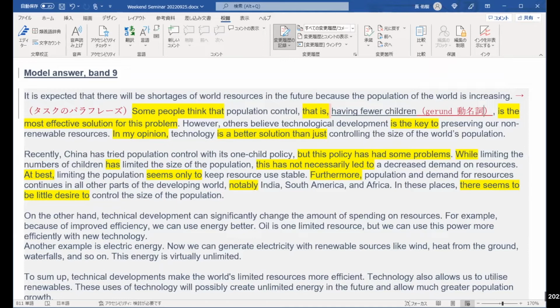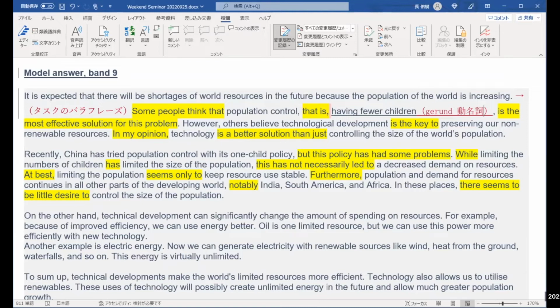And remember, in a band 7, 8, and 9 in an IELTS task 2, the examiner is looking for these natural connections of words. Adjective and noun. Effective, solution.